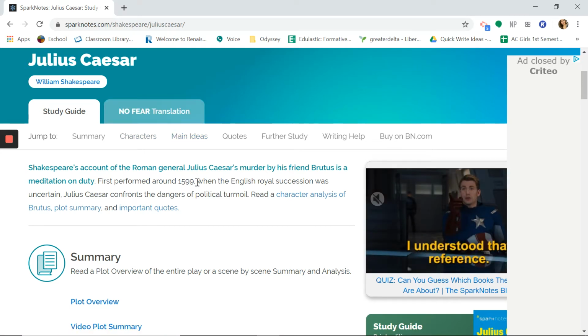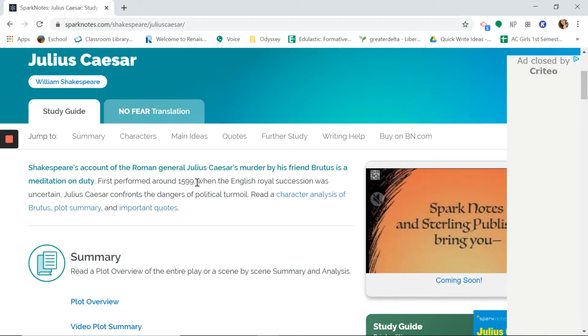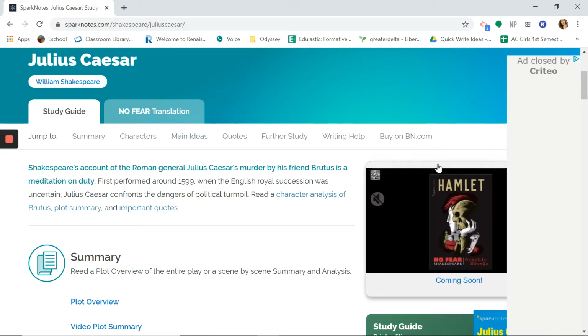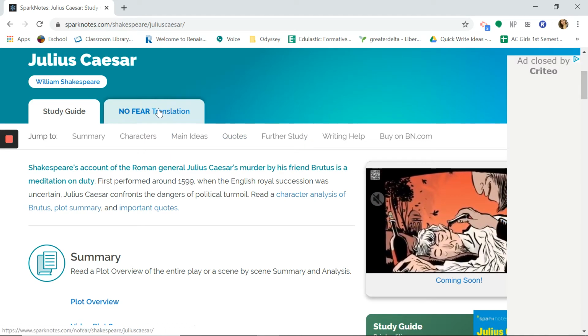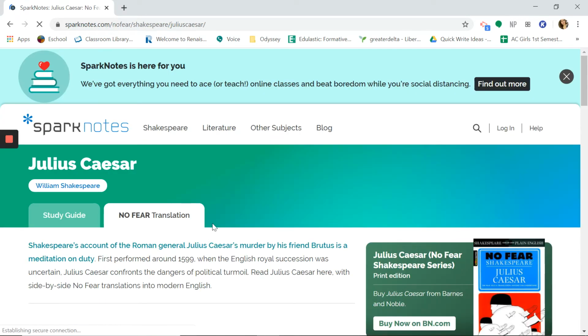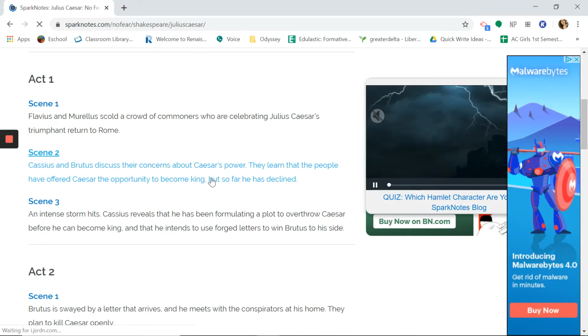But let me be clear: it is not enough just to read the summaries. That's going to give you a good base, but it is not going to give you everything you need to be successful on the assignments, because we're going to be breaking down the book in videos like this and in assignments, so it's really important that you follow with No Fear as well. So I'm going to go ahead and move to the No Fear translation, and we are just doing Act 1, Scene 1.